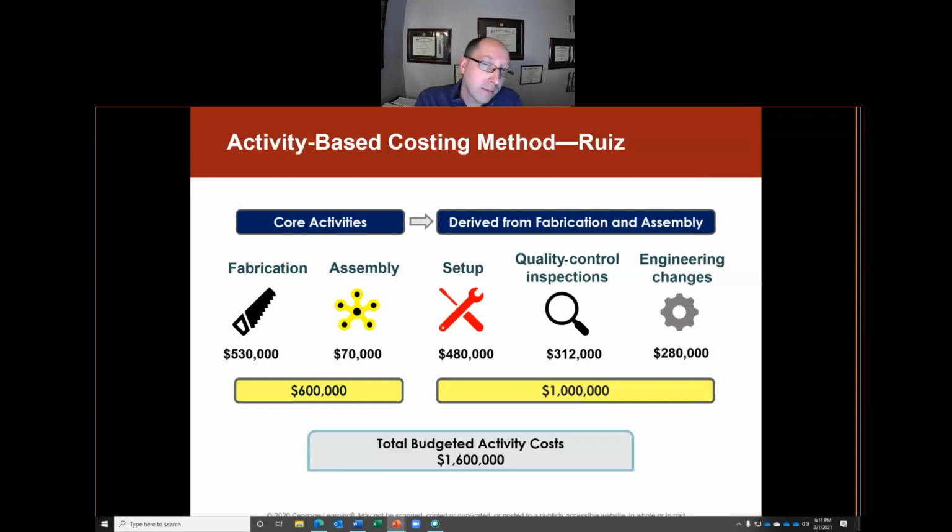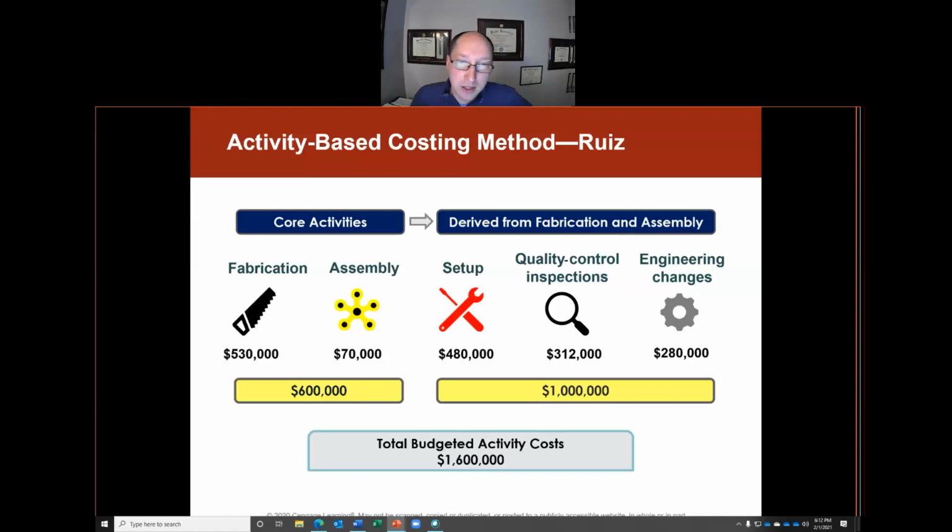Now, there are what I call sub-activities or related activities that come from our core activities. What do I mean? In order to fabricate or assemble something, we also need to do other things. We need to set up our assembly lines for each activity. We need to inspect the finished goods that come out of those activities. We need to change our engineering design based off of those activities.